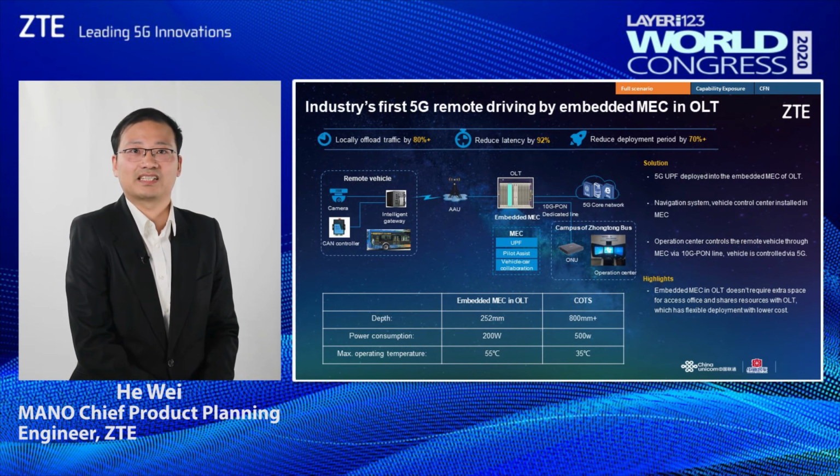Here is an application case for autonomous driving. We deployed an embedded MEC inside OLT. Then we deployed 5G UPF and a navigation system installed in MEC. The Operation Center controls the remote vehicle through MEC via 10 GB PON. The vehicle is controlled via 5G. The highlight of this case is that the embedded MEC in OLT doesn't require extra space for the access office and shares resources with OLT, which has flexible deployment with lower cost.